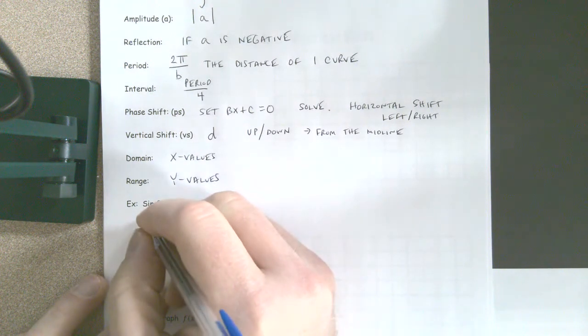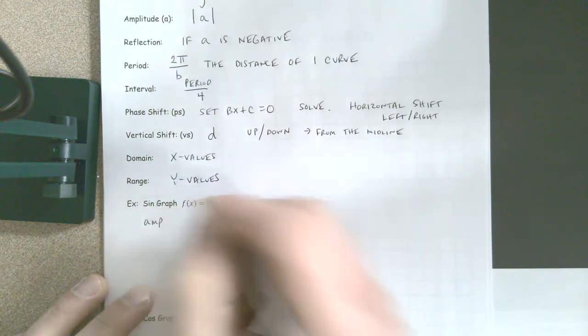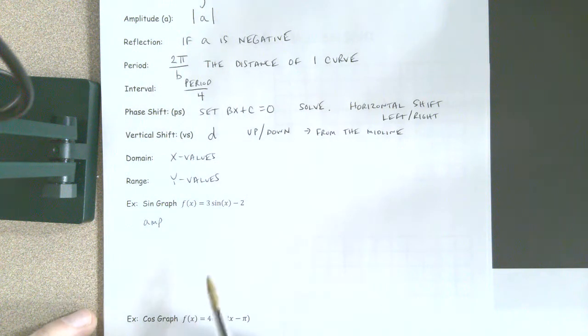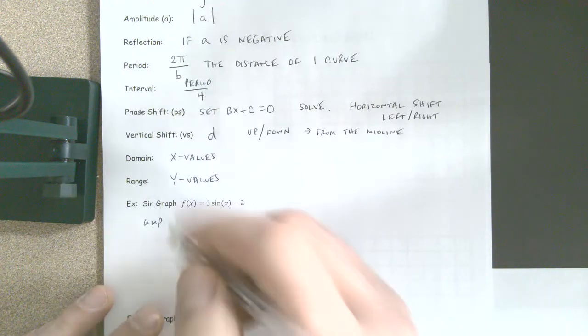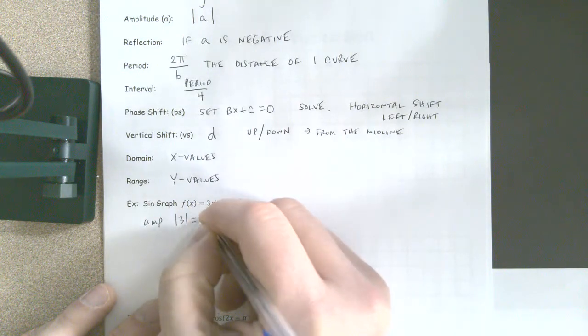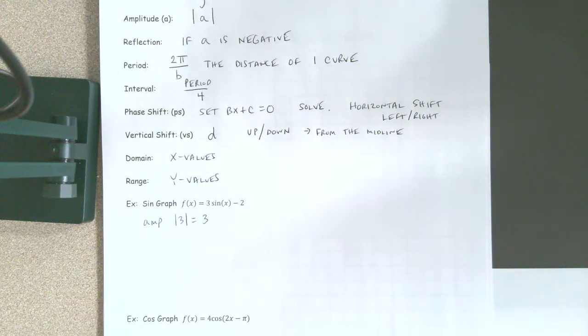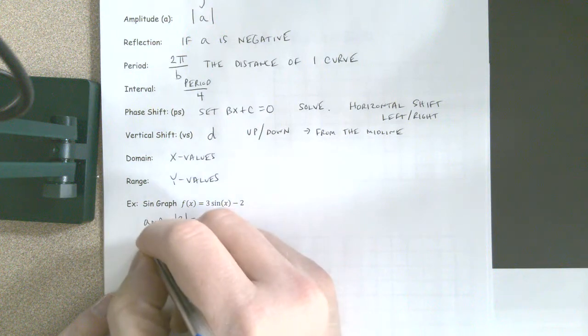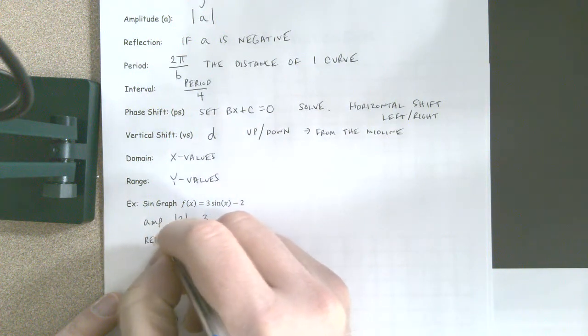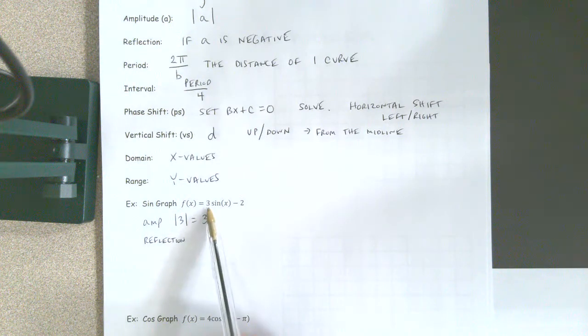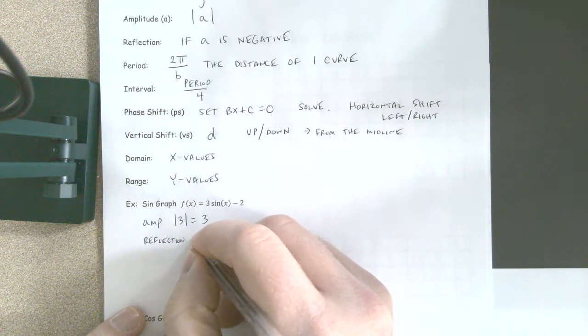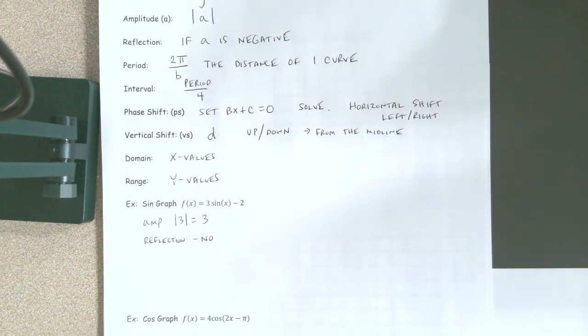So amplitude. For identifying the amplitude, we know our A value in this problem is a 3. So the absolute value of 3 we know is 3. So my amplitude is 3. Next, is there a reflection? Well, we're going to look at the A value. The A value is positive, so there's no negative, so we'd say no reflection.